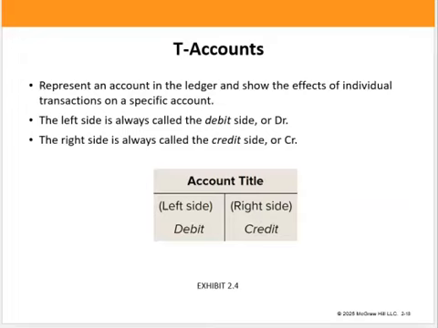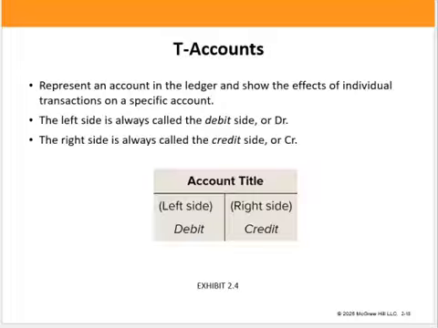Okay, so let's continue on with chapter 2. So we're on what's called T accounts. And T accounts are a good way to look at the general ledger. As I mentioned earlier in the previous video, there's a general ledger, and the general ledger keeps track of all of the balances in all of the accounts. Okay, so the T account can do the same, it just doesn't have as much information.